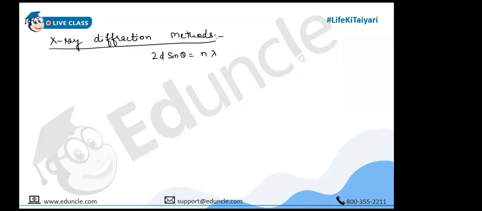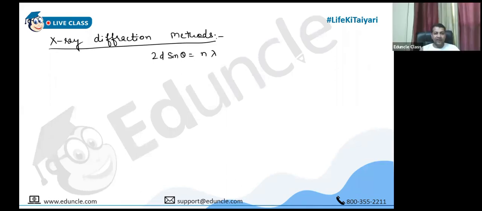So lambda, theta, and d are there. Either you can vary lambda and then theta, and d will depend upon the set of planes from which the diffraction is occurring. That will depend upon d, and of course theta also.